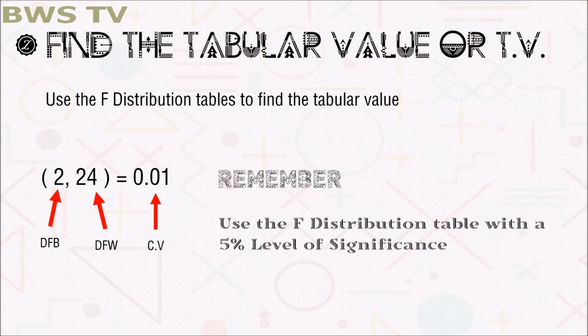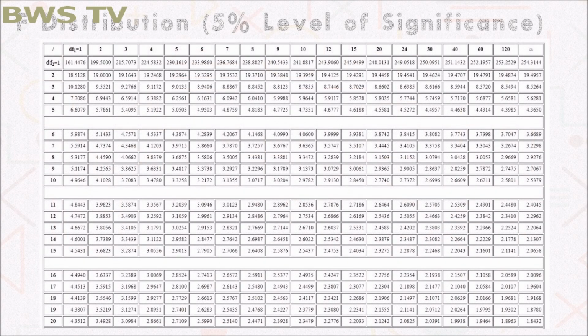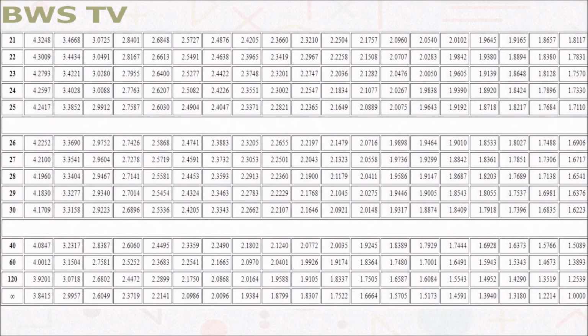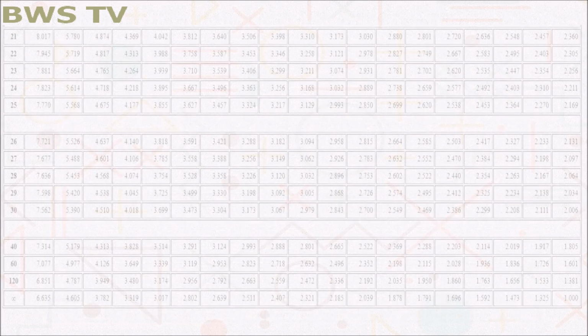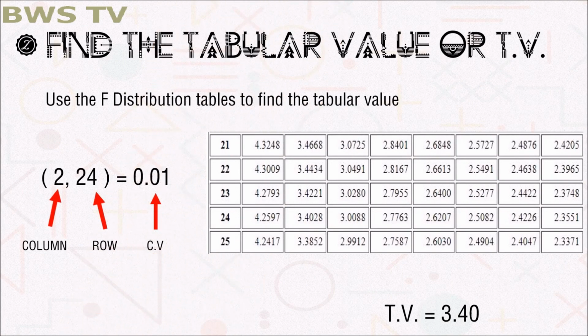Remember that the significance is usually stated when you're given the set, but if not, then automatically use 5%. So here we have the table of the F distribution with a 5% level of significance. We have the F distribution with a 1% level of significance. Now for this example, we have to look at the 5% table.